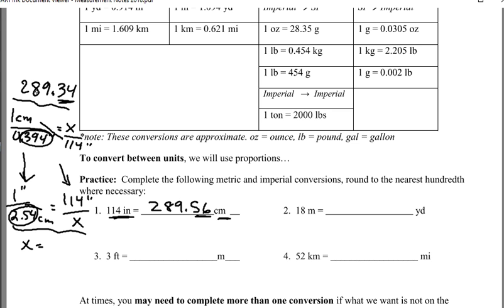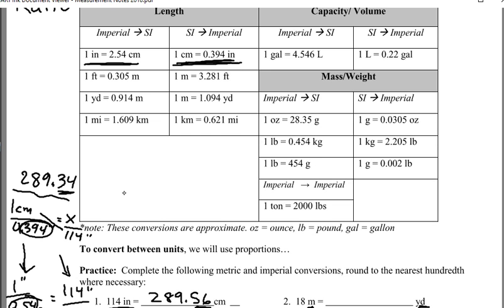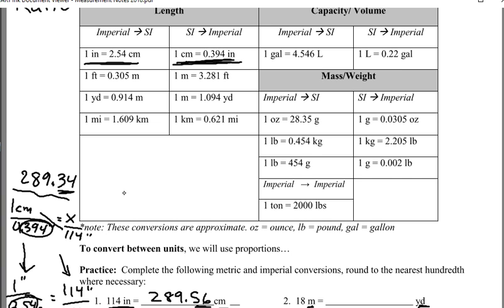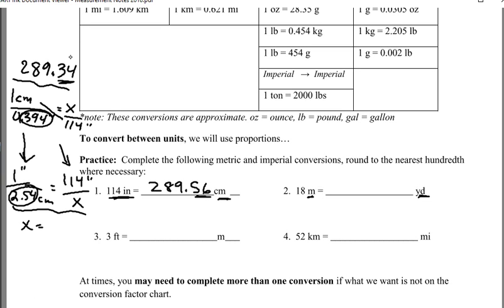I will accept either. So let's take a look at number 2. What do we want to convert? This time we want to convert meters to yards. Well, meters to yards, I go up. Because we're going from meters to yards, I'm going to use meters equals yards. Again, you can use the yards and meters as long as you're consistent. 1 meter, 1.094 yards. There's the relation we know.